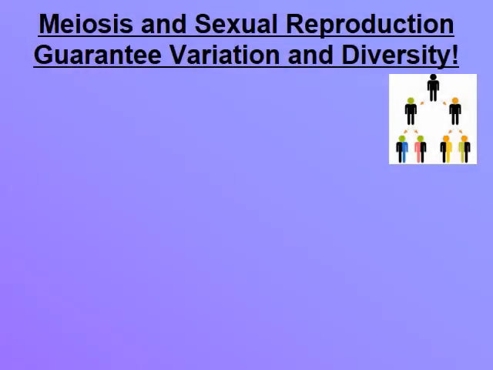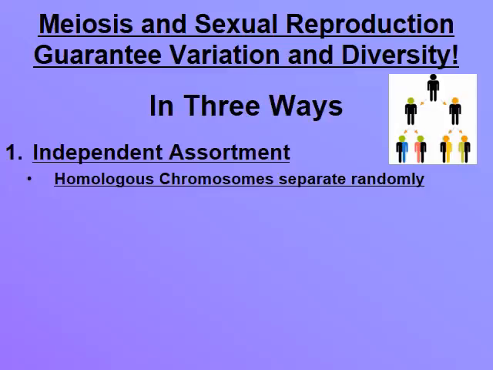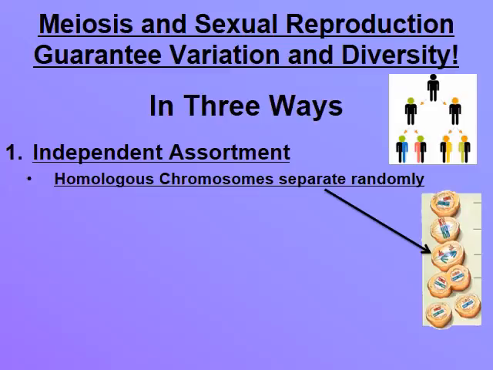So meiosis and sexual reproduction guarantee variation and diversity in 3 specific ways. Number 1 is independent assortment. This is where the homologous chromosomes separate randomly, so you never know which way they're going to go. You don't know if one combo is going to be pulled to the left, one combo to the right. That's just it. It's like a box of chocolates. You never know quite what you're going to get.